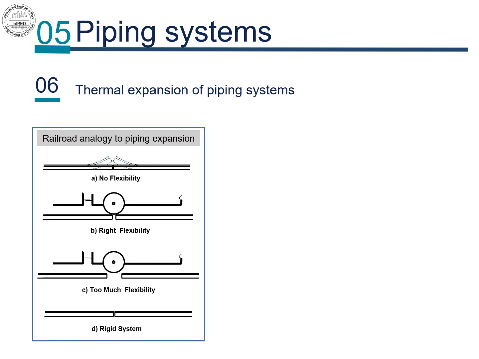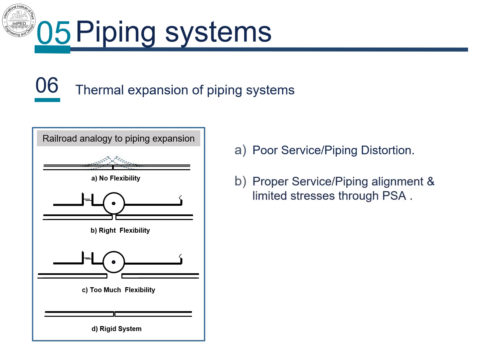If the rails are tied together without the possibility to expand, the result would be as shown in option A, which is lack of flexibility leading to distortion. However, in option B, we can see that there is just enough spacing provided to accommodate thermal expansion, which also allows for proper service. In option C, too much space was left for thermal expansion, so the service would be poor.